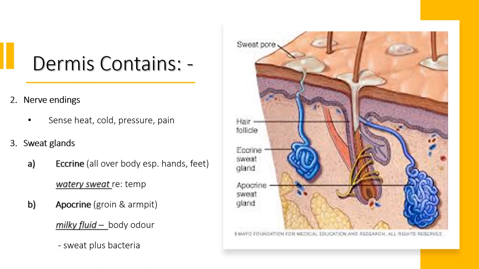So eccrine is watery sweat, found on the hands and feet. Apocrine is milky fluid, and these are found in the groin and the armpit. I like to remember this by saying armpit, apocrine. It's got an A and a P in it, and that's where we get the milky sweat.